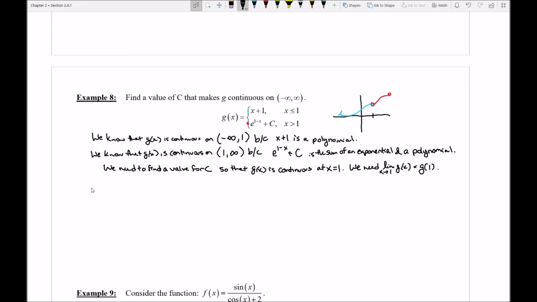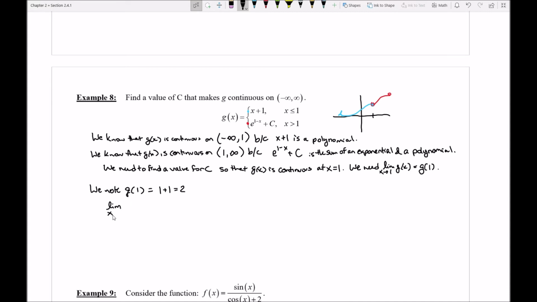Okay, so I'll start by noting that if I wanted to just compute g of 1, that would require that I use the top blue piece of my function. That's just going to be 1 plus 1, which is 2. So in order for this function to be continuous, I would need my limit to also be 2. All right, so I can start checking the limit from both sides.